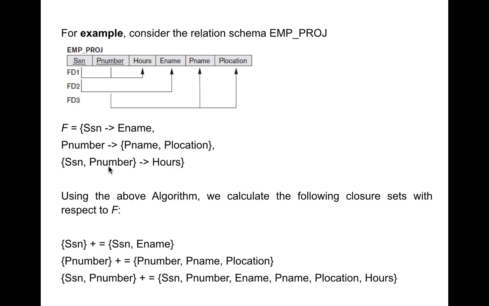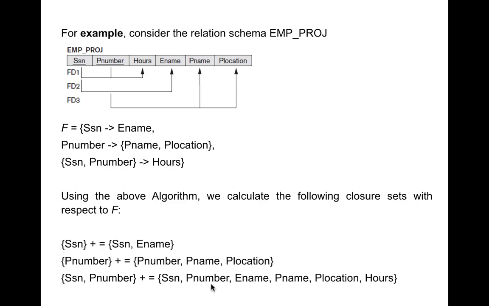So SSN and P number. Let's take the closure of SSN and P number. SSN and P number should give hours. It should give SSN and P number. Now SSN P number gives SSN, P number and hours. In this, we already know SSN gives E name, so E name is also added to the closure. We know P number gives P name and P location, so P name and P location are also added to the closure. That's how we get the SSN P number closure.